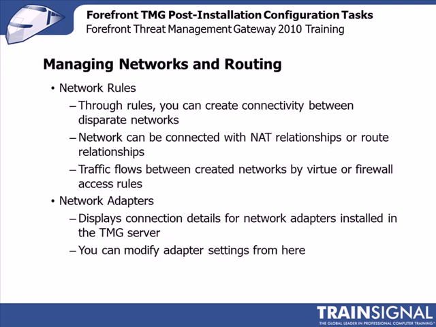With network rules, you can create connectivity between disparate networks. A network can be connected with NAT relationships or route relationships. Traffic flows can be created between networks by virtue of firewall access rules, and we'll say what this all means in just a second. You can also manage network adapters from the Networks node in Threat Management Gateway. The Network Adapters tab displays connection details for network adapters that are installed in your Threat Management Gateway server, and this is where you can modify all of your network adapter settings, which we'll see in just a minute.